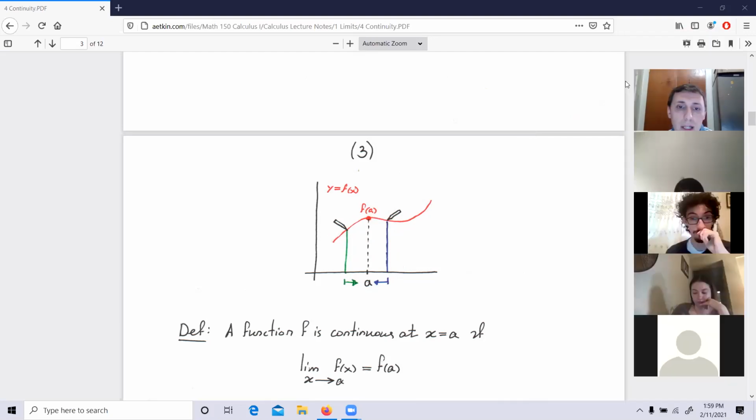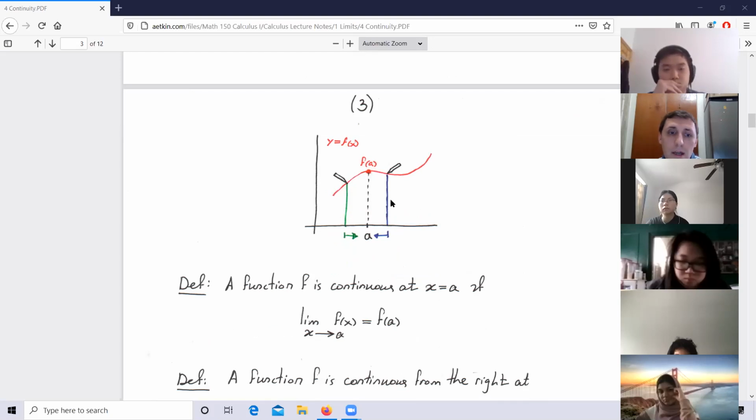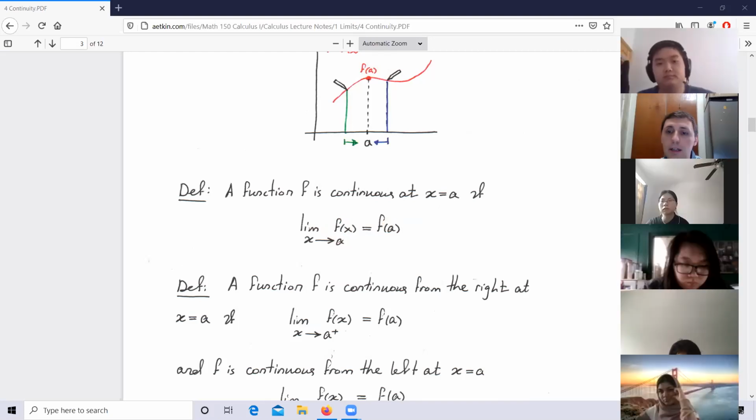And also that location there, it's fused. That location is f of a. The function is defined to equal that location. So we define a function to be continuous at the point a if the limit of f of x as x goes to a equals f of a. That means both the left and the right hand limit exist, and they match the same value as the function would be at the point a.